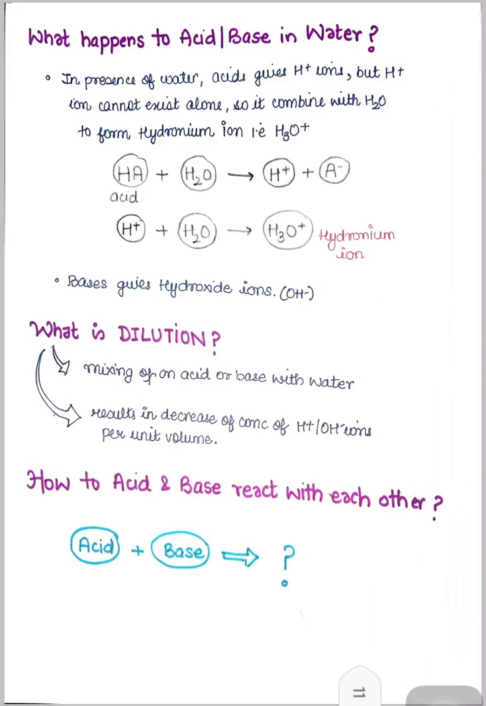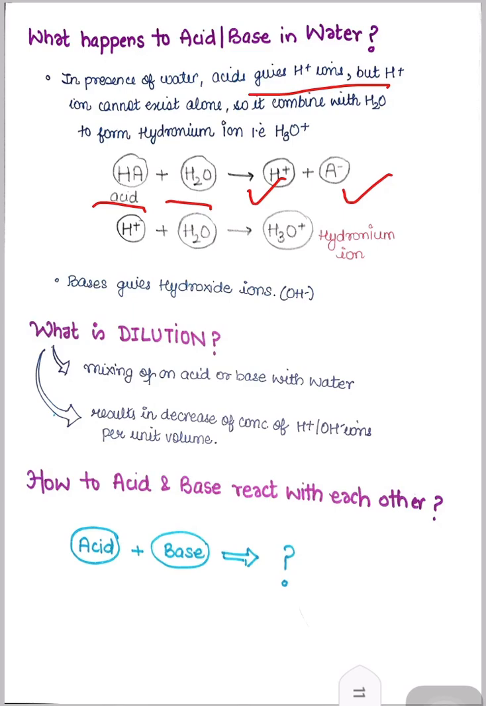So next we have what happens to acid and base in water. That is, if I add any acid or any base to water, what happens to it? It's quite simple. We have already studied that acids or bases ionize in water, meaning they dissociate to give you ions. So in the presence of water, acids will give you which ions? H positive ions. But those H positive ions cannot exist alone, so they react with another molecule of water. So this is the acid, treating it with water, it will give me H positive ions and the negative part, the anion.